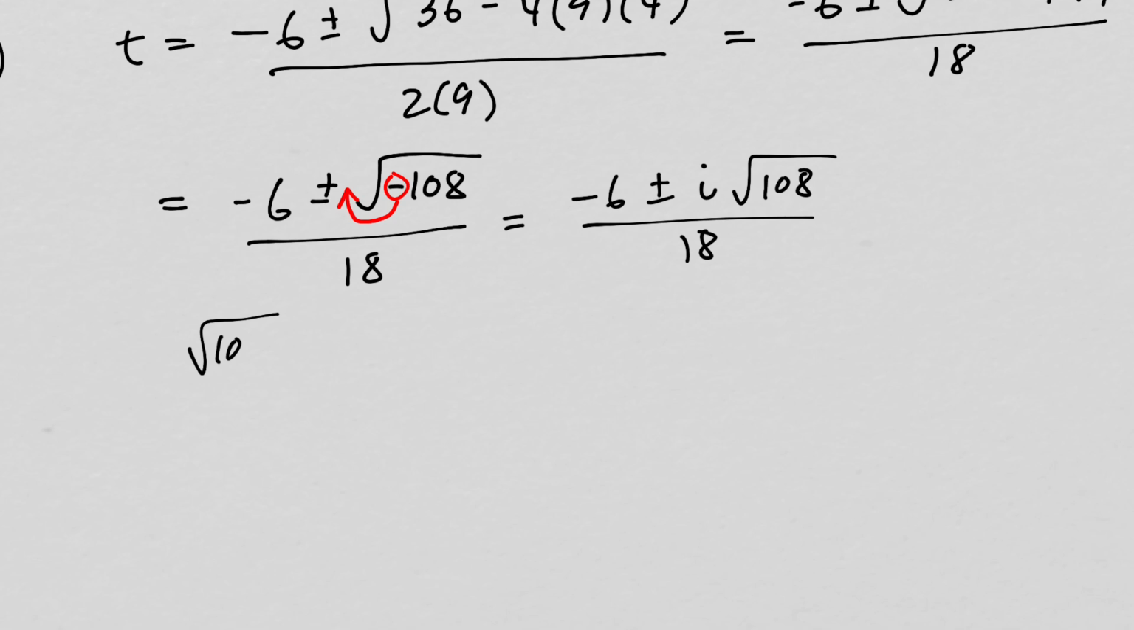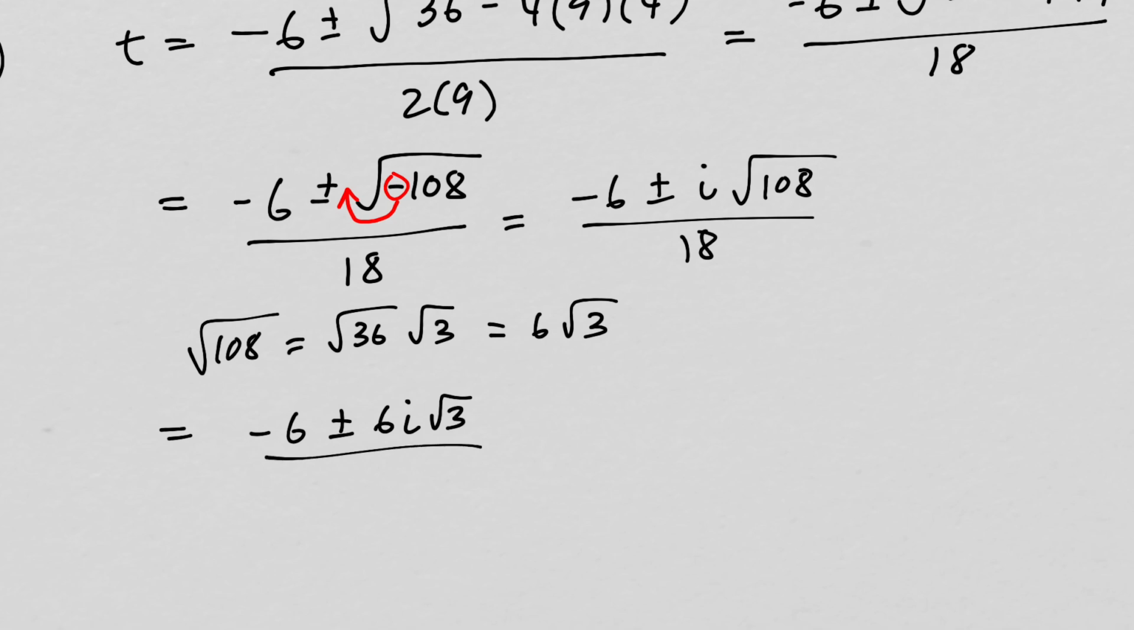And the square root of 108, you can actually simplify that by thinking of 108 as 36 times 3, and that becomes 6 radical 3. So we have negative 6 plus or minus i times 6 radical 3, which is 6i radical 3, divided by 18. Now we can reduce. 6 goes into 6 one time, 6 goes into 18 three times, and 6 goes into 6 here one time.